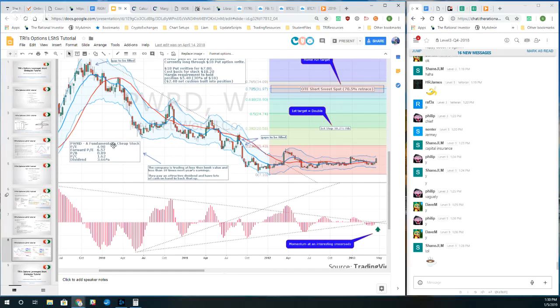Current PE 4.9. Forward PE 6.57. Book value, it's trading at 0.89 cents on the dollar. Price to cash, it's trading at 1.62 times cash. In other words, they got a lot of cash on the books. And on top of that, they're actually paying you a dividend of 3.66%. Do you see how this is a fundamentally cheap stock? Do you see value here?